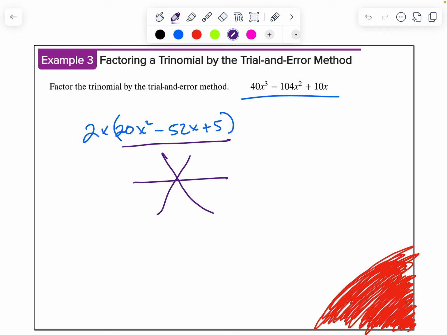When we come back, we're going to talk about two more methods of factoring, and those are for binomials. So we've talked about factoring things with 4 terms, factoring things with 3 terms. We need to talk about factoring things with 2 terms.